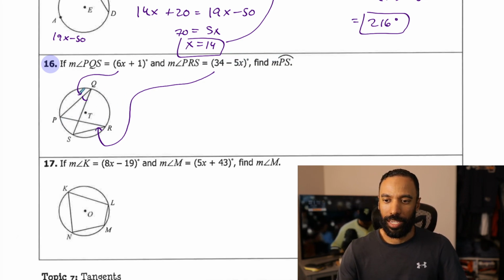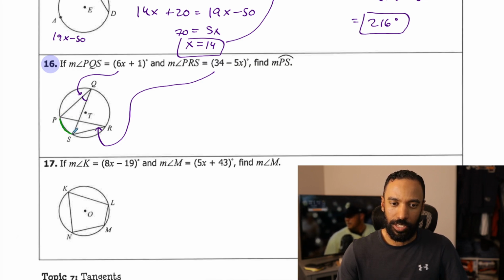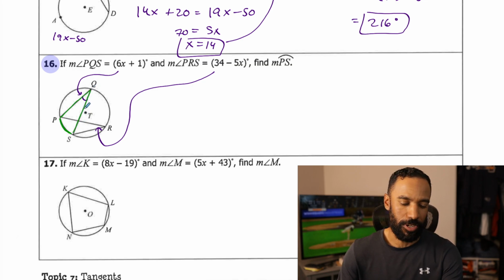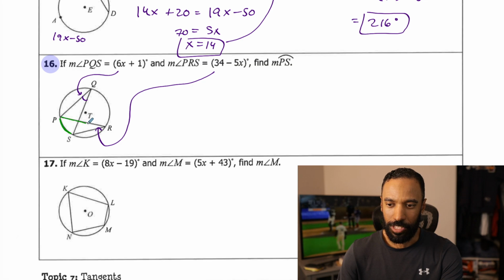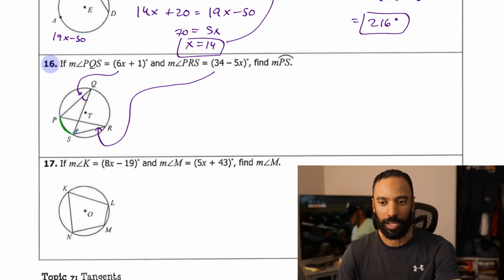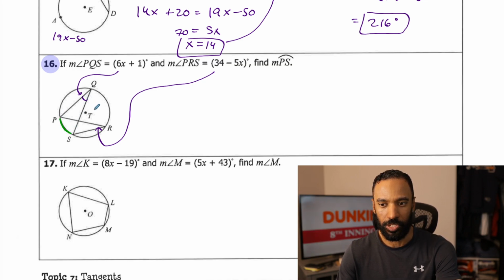Okay, they all interconnect in such a way. PS is this arc right here. It's also the intercepted arc of this inscribed angle. But it's also the intercepted arc of this inscribed angle. An inscribed angle is half the measure of its intercepted arc. If they're both half this measure, then they're both the same.